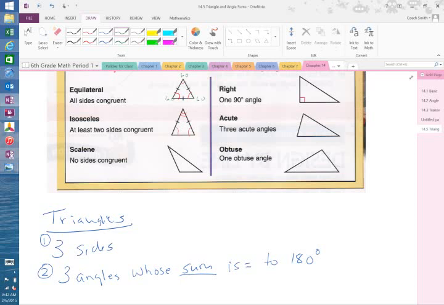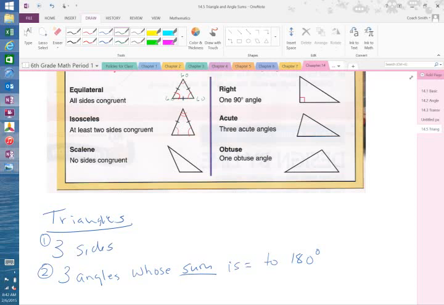Now, scalene is the one that has no sides congruent. So it won't have any angles that are congruent. It can't. If a triangle doesn't have any sides that are the same length, then you can't have any of the angles that are the same degree. And so we don't have any angles in a scalene triangle that are the same. Now, on that isosceles, remember, those two angles are usually the same.